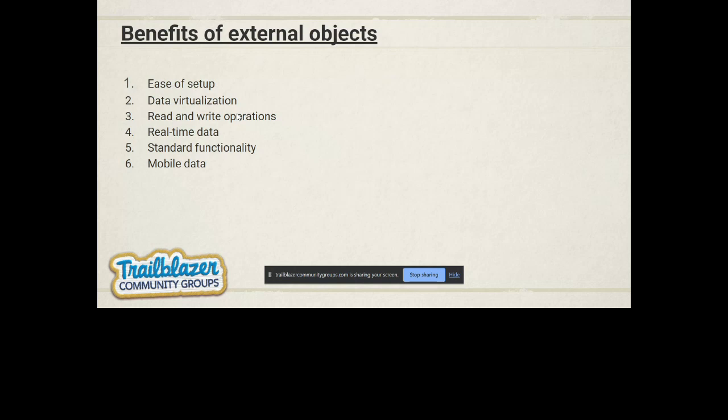Oh yeah, there's one thing that I missed, which is mobile data. Another noteworthy feature is the availability of external objects on mobile devices. This means that users are not confined to accessing data solely when they are at their desktops. They can access external objects from anywhere at any time, as long as they have an internet connection and a mobile phone. Moving forward to the considerations of external objects.